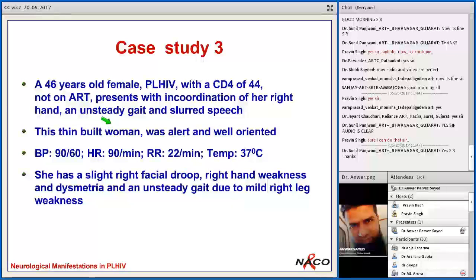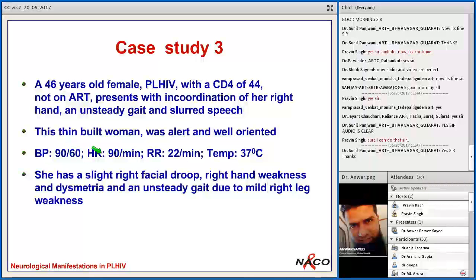Let's move on to another case before we close this CNS manifestations. A 46 year old female, PLHIV with CD4 44, not on ART, very low CD4, presents with incoordination of her right hand and unsteady gait and slurred speech. Now these are again symptoms which are directing us towards fine motor loss or functional loss. This thin-built woman was alert and well-oriented earlier.